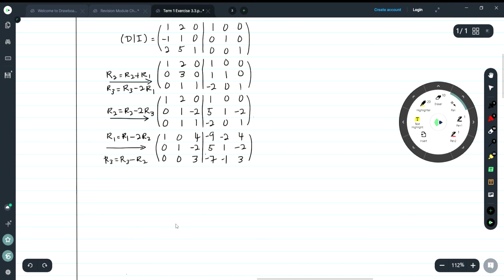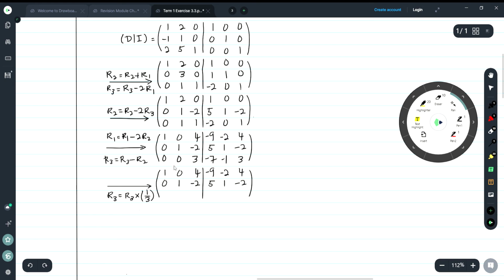Okay, next, the last one. We have settled column 1 and column 2. The column 3, we want to convert into 0, 0, 1. So we start with the third element in the last row, the value of 3. We need to convert it into 1. So this one is very straightforward. We just divide R3 by 3, or we can also write it as R3 times 1 over 3.